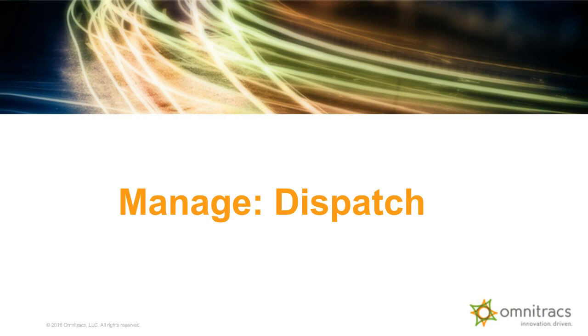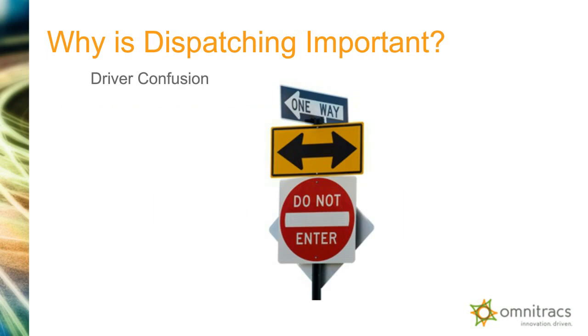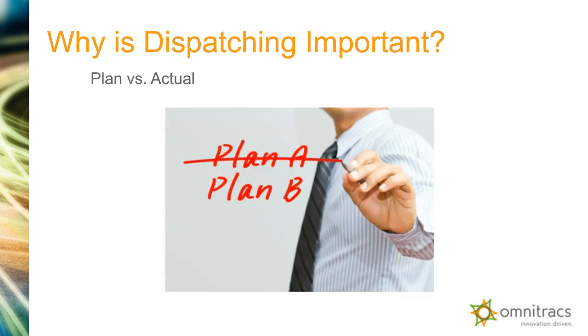So dispatching is important, especially from the back office standpoint, because we want to minimize driver confusion. We want the dispatcher to be able to know what's going on and communicate proactively to the driver. So that communication to the driver is of critical importance. And of course, there are always these real-time changes. The driver may change from the plan, may deviate from the plan. It's important for the dispatcher to be able to see that and react accordingly.